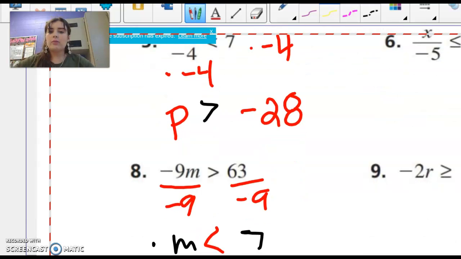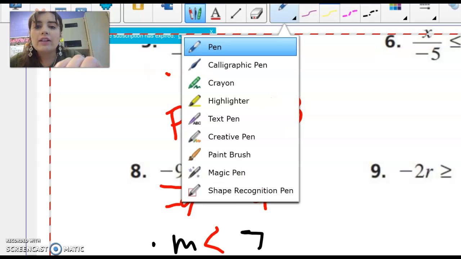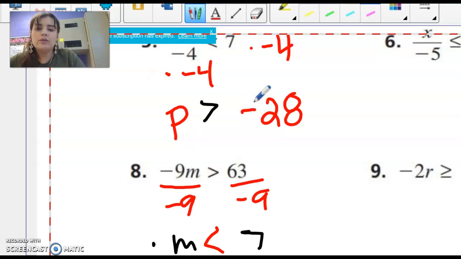Our quick word problem here. We earn $9.50 per hour at our summer job. Write and solve an inequality that represents the number of hours you need to work to buy a digital camera that costs $247. Alright, let's dissect this question. So we make $9.50 per hour. Our camera costs $247. And we need to write an inequality that represents the number of hours we need to work.